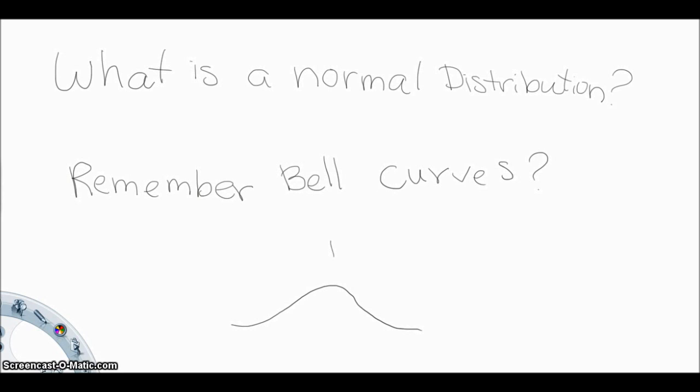So continuing on, the center line, remember, is our mean, our median, and our mode for a normal distribution. They all line up exactly in the middle, and that's how we know it's normally distributed.